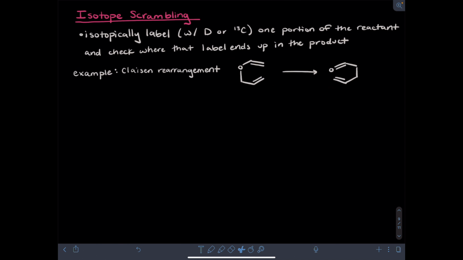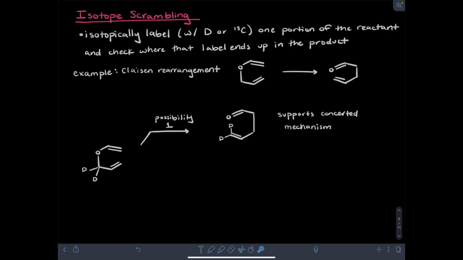Here again, I want to consider the Claisen rearrangement. And an example of an isotopic scrambling experiment is putting 2 deuteriums on the lower carbon attached to oxygen in your starting material. One possibility is that only the product in which the 2 deuteriums are on the end carbon is formed. If only this product is observed, that would support the concerted mechanism for the Claisen rearrangement that I drew on the previous page.